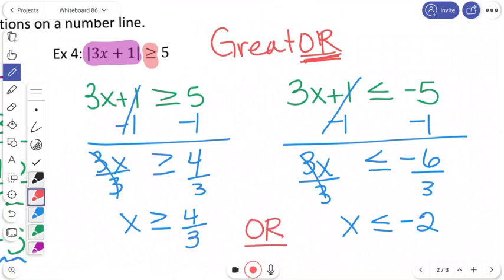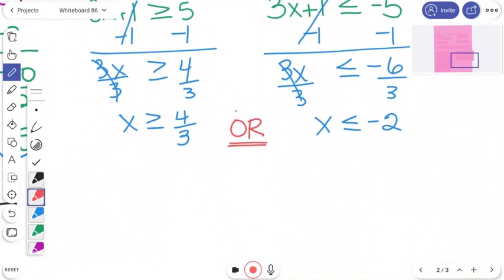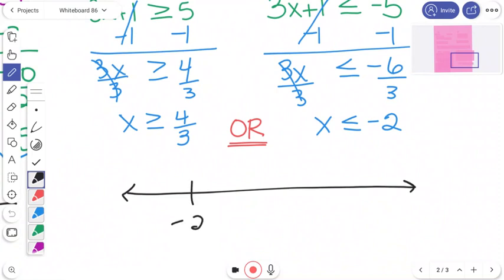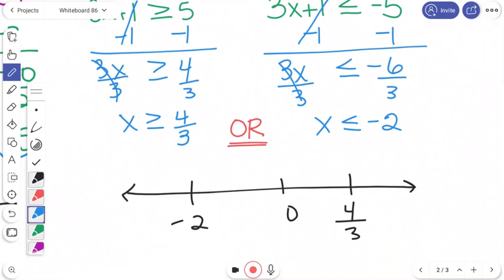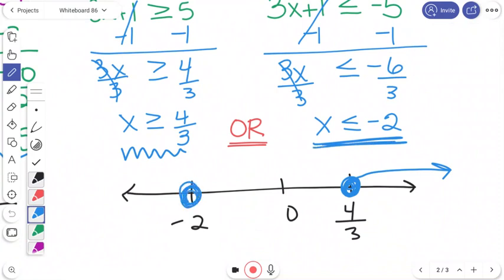We know this is an "or" problem. So when we draw the number line, I know I have a negative 2, I have a positive 4/3, and 0 is somewhere over here. So when we graph this, the first one says x is greater than or equal to 4/3. So closed circle, and we have to go greater than. Our second inequality says x is less than or equal to negative 2. So closed circle, and less than goes in the opposite direction.